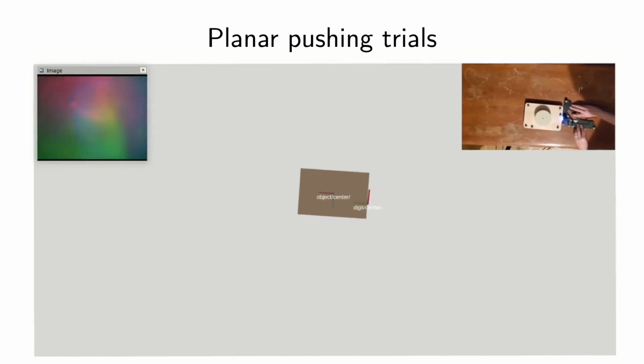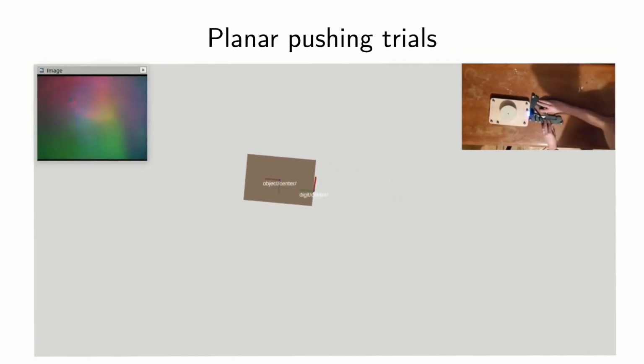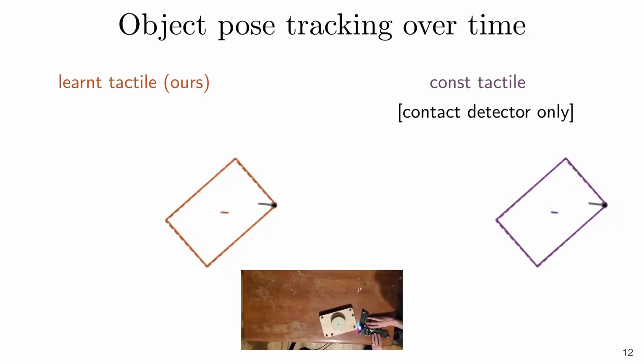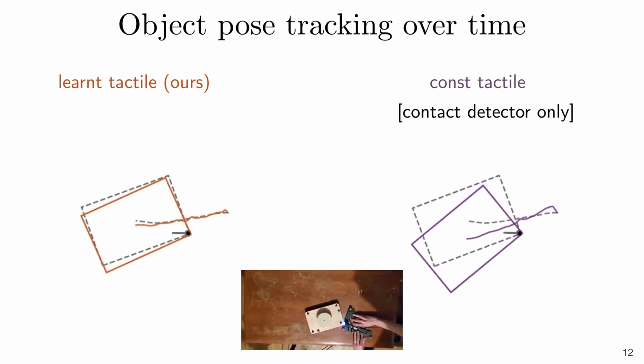We collect several such trials, pushing 3 objects over varying trajectories. Here we see that the key point features learned on these images track the contact patch in the tactile images. Notably, different objects create different local contact patches. Let's look at the final task performance on object tracking.